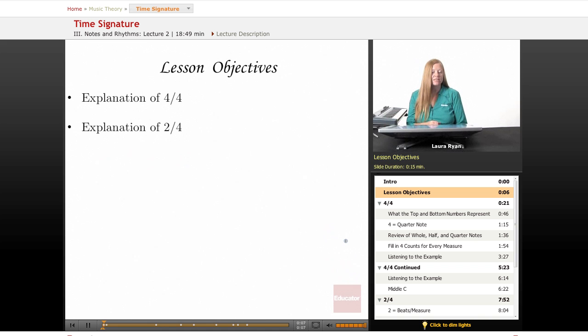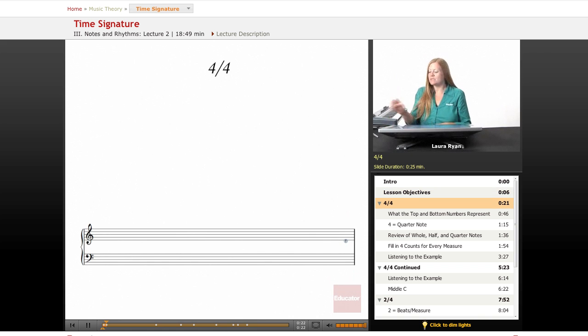We will be looking at two different time signatures, 4/4 and 2/4. Those are our lesson objectives for today. There's another time signature called 3/4 that we're going to examine later, but for today we're going to stick with 4/4 and 2/4. So let's begin with 4/4.